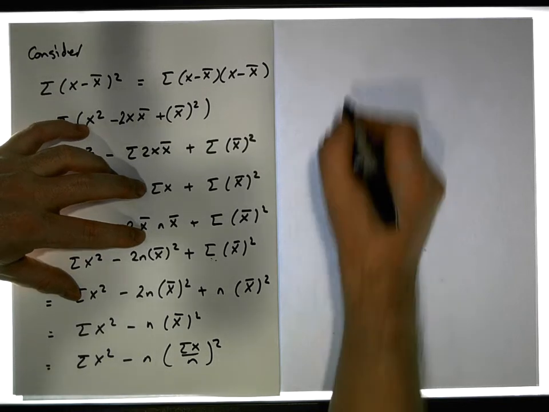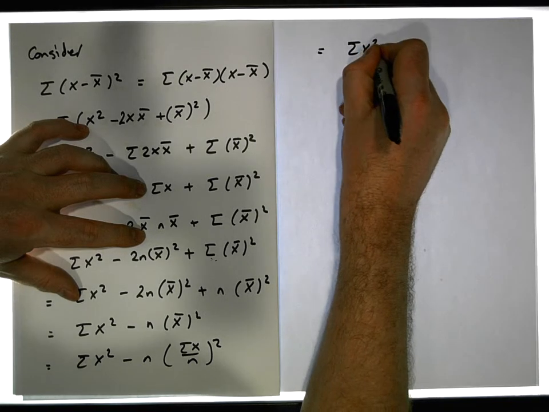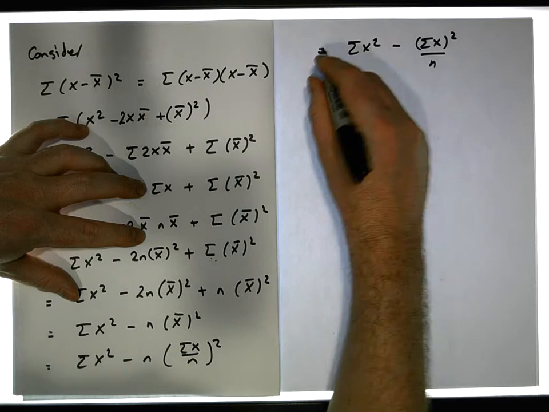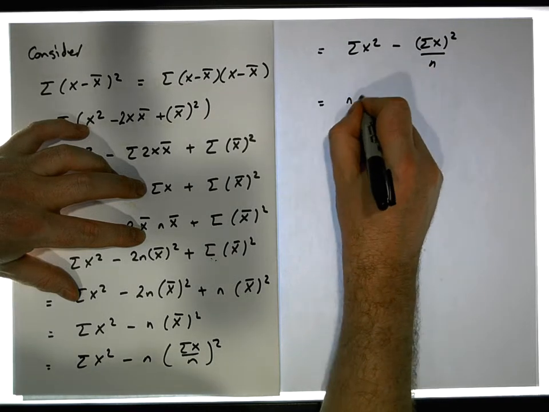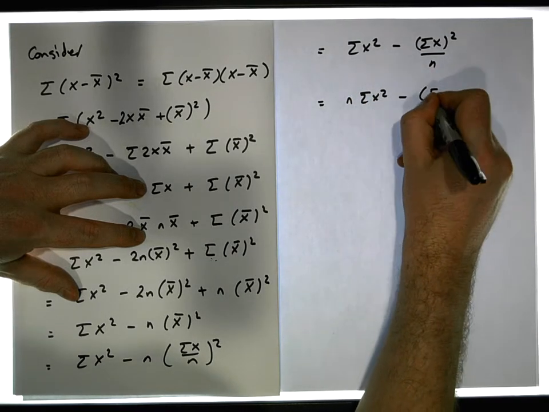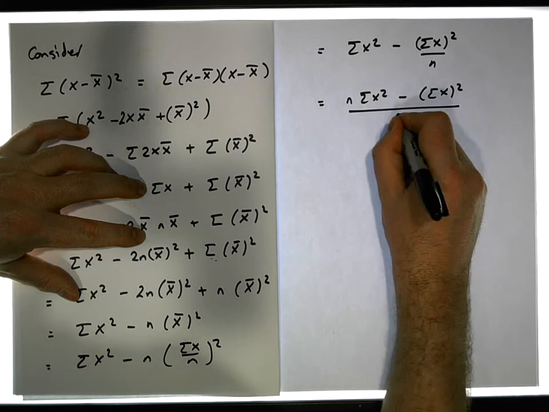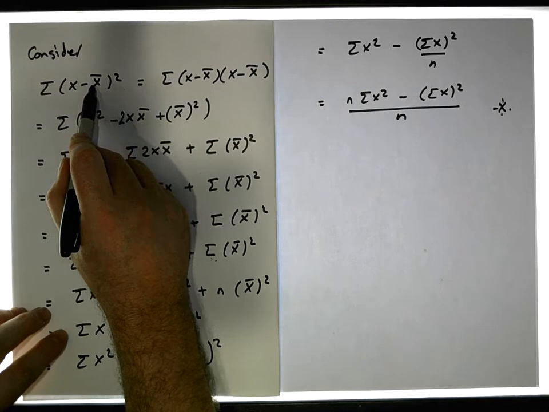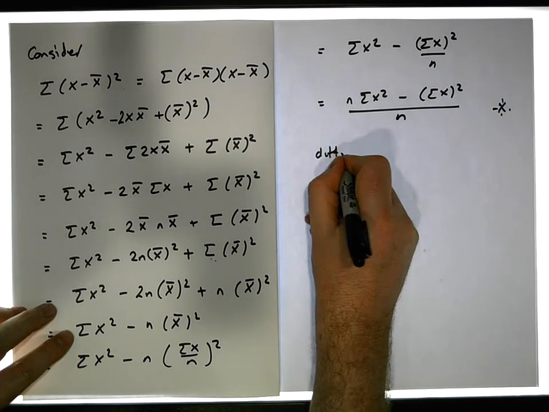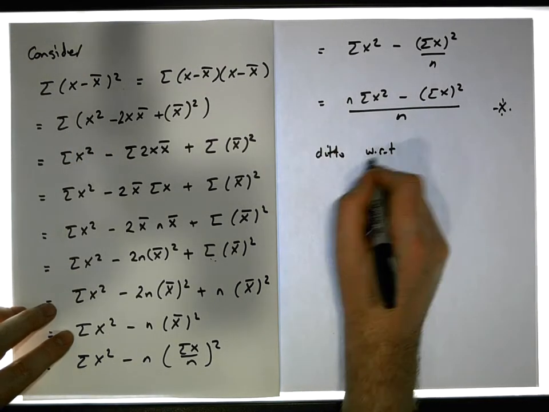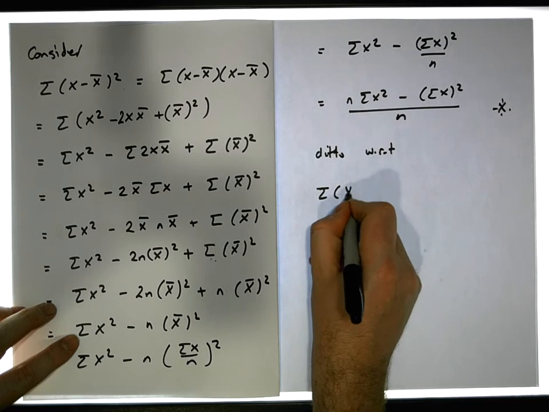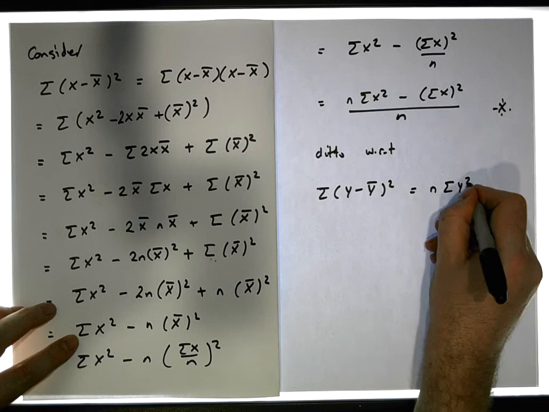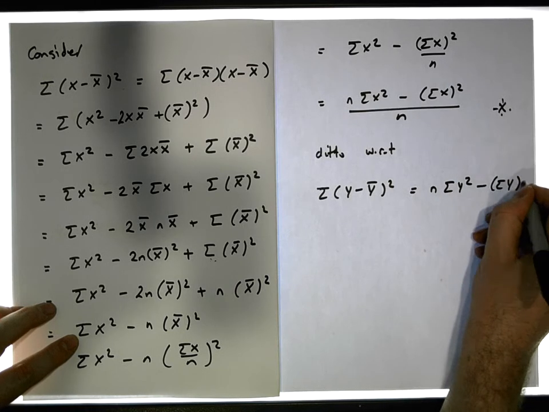So this actually becomes the sum of the x squareds minus the sum of the x's all to be squared over n. When we get the common denominator here, this is n times the sum of x squareds minus the sum of the x's all to be squared, all over n. Okay, so this is the form now for this sum of squares with respect to the x's. And ditto with respect to the y's. With respect to the y variable, we must have that the sum of the y minus the y bar squareds must be equal to n times the sum of the y squared values minus the sum of the y's to be squared, all over n.